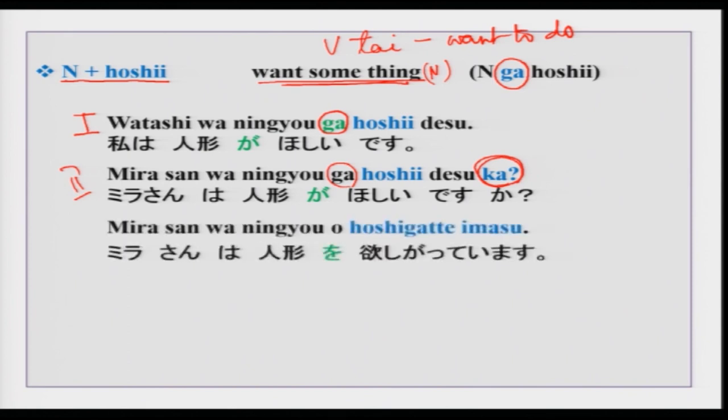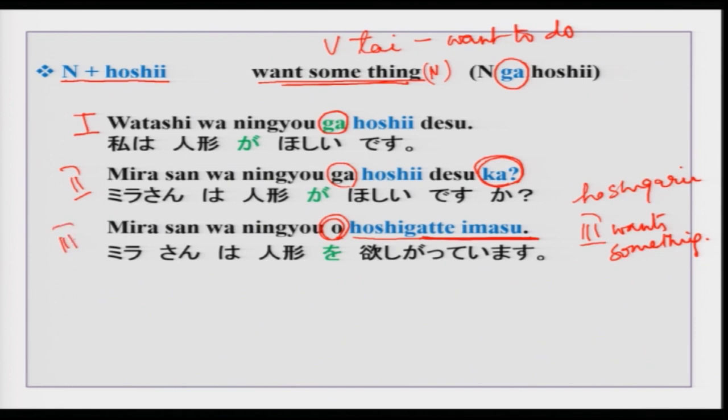Now, you have something here which is hoshigatte imasu. Now, what is hoshigatte imasu? Hoshigatte imasu means third person wants something. You know or you have knowledge or the person has told you and thus you know that he wants a certain thing. So, how will you say that? Mira-san wa ningyo o hoshigatte imasu. It comes in te form, te imasu. Hoshigaru is the verb, hoshigaru. And the particle used is going to be o.